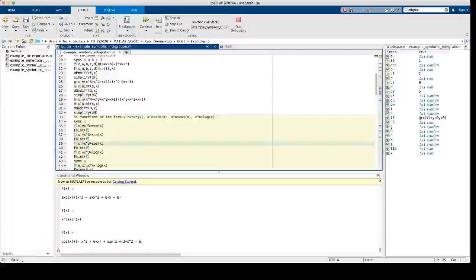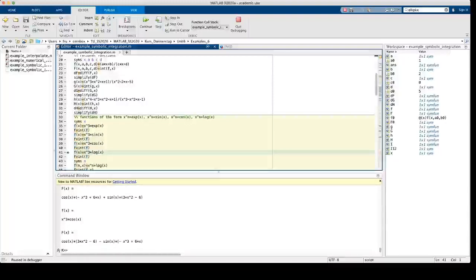So the antiderivative of x to the third times cosine x is again the function capital F shown in the command window, expressible in terms of sine x, cos x, and polynomials in x.